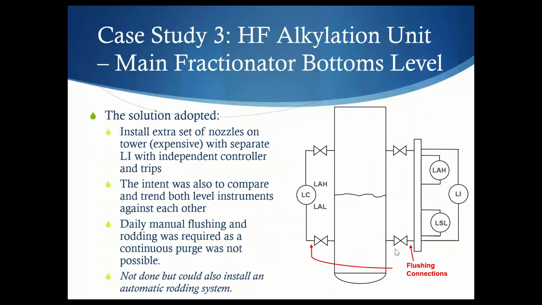So they decided, let's put a second level control system in. In this case, they put this in, but both sides had the same technology, and so blockages occurred, and they had the same issue on both sides. So even though they got independence, they had the same issues. So they had to start doing daily flushing and rodding out of these different things. You could put an automatic rodding system in, but they were finding that they had the same problem. So it doesn't always solve the problem by just putting the same thing on either side.